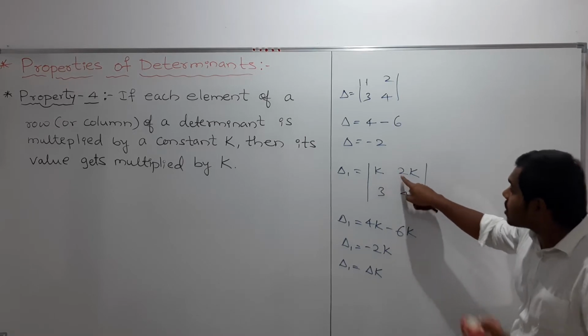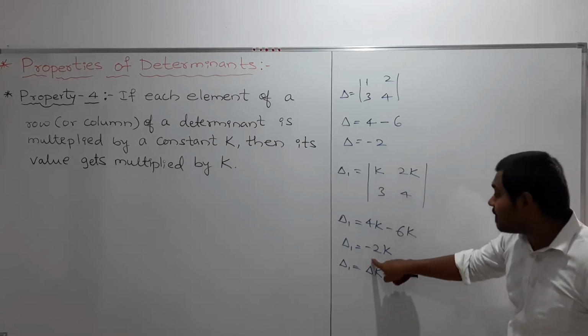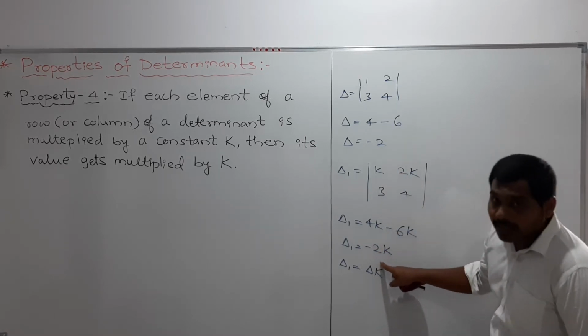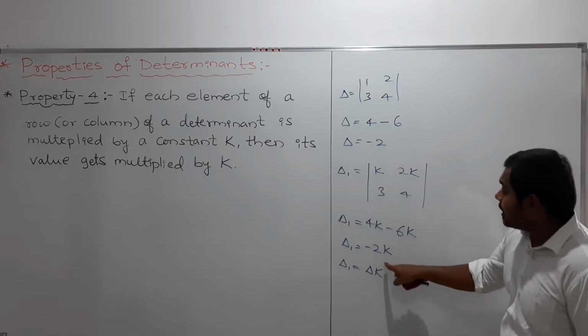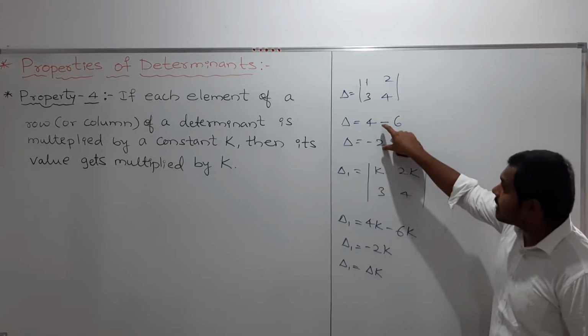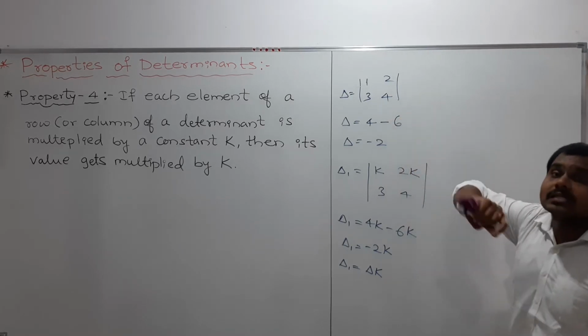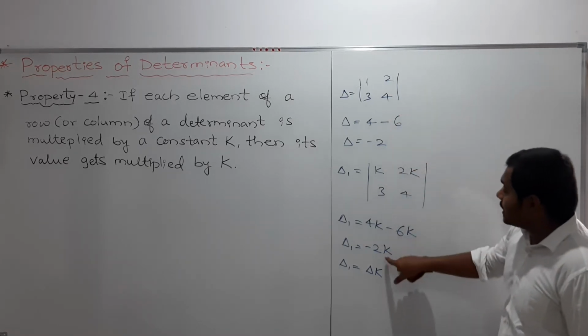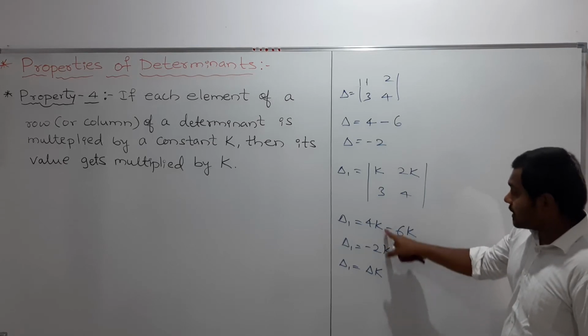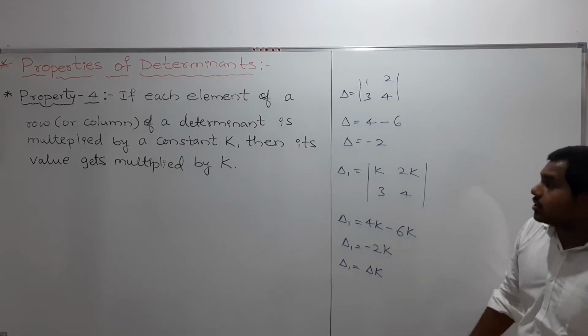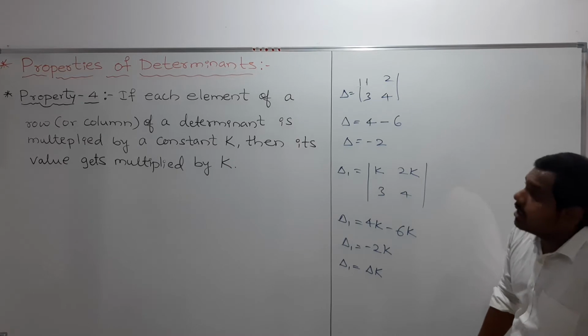After multiplying this constant k, if you calculate the value, whatever value you get is nothing but a multiple of what I solved here, the normal determinant, which you can call the original determinant. So to this original determinant, you can multiply that constant k. This is the statement of property number 4.